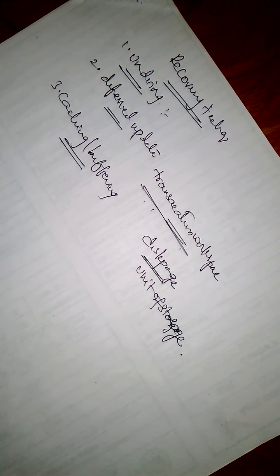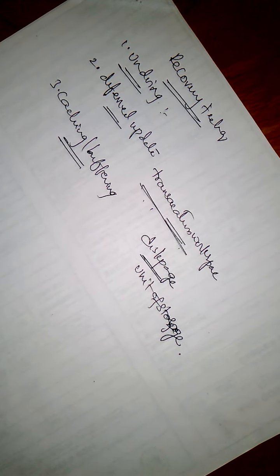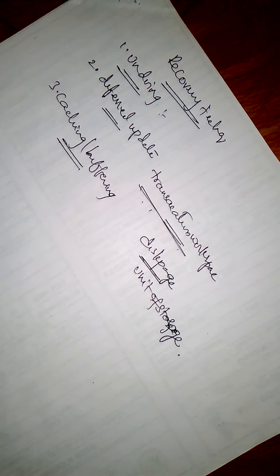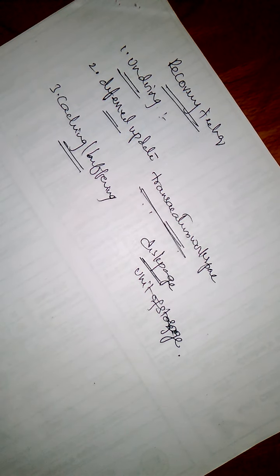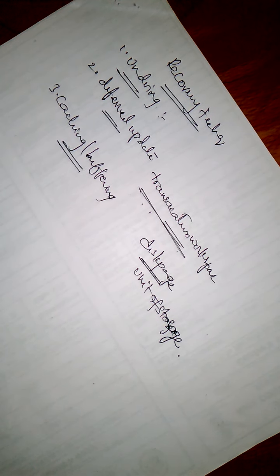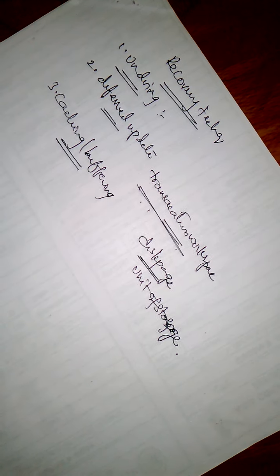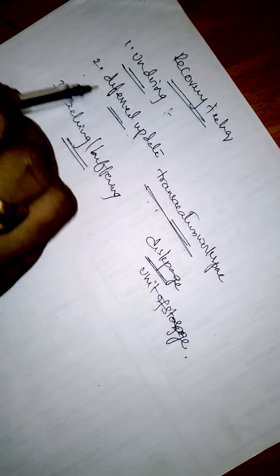Students, in this video we'll discuss recovery techniques. The first recovery technique is undoing. Undoing means if any transaction fails or there is a crash, then the recovery manager will undo all the transactions and the database may be left in the previous state. That is undoing.